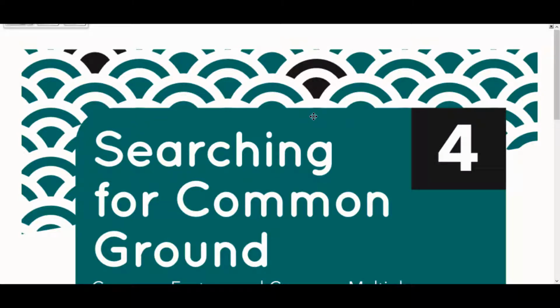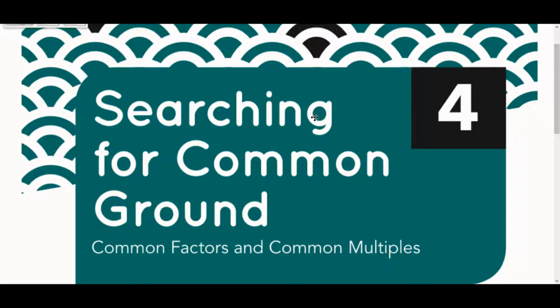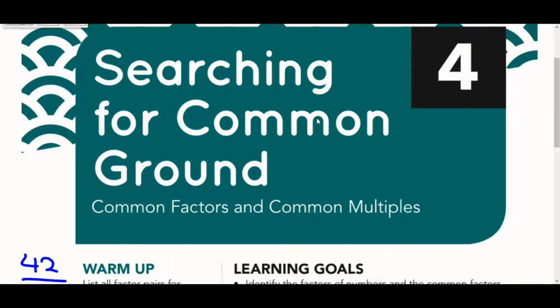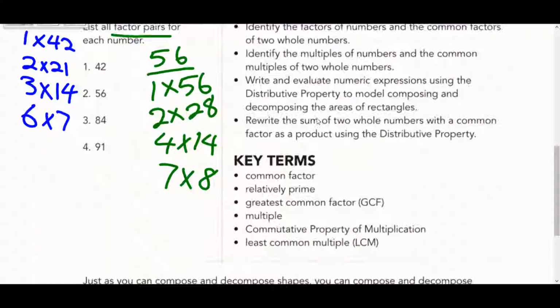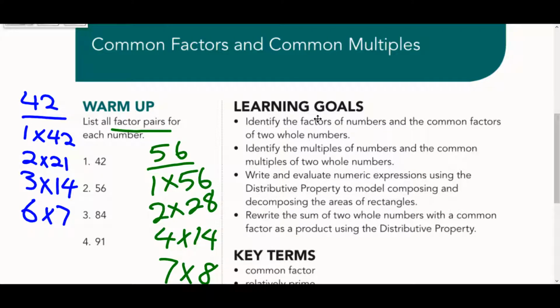Alright, so here's a video covering common factors and common multiples. We are going to start here on page 39. And we kind of started the day talking about factor pairs, and it could be a review. Factor pairs basically split up the number. What two numbers, when multiplied together, give you that number?